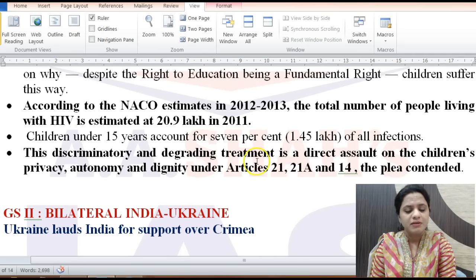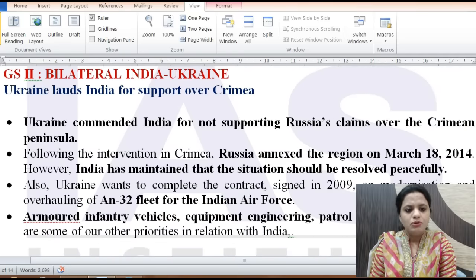They call this a direct assault on children's privacy, autonomy and dignity, violating Articles 21, 21A and 14. So these need to be upheld for them as well. Article 21 is right to life, 21A is right to education, free and compulsory education, and Article 14 is right to equality.